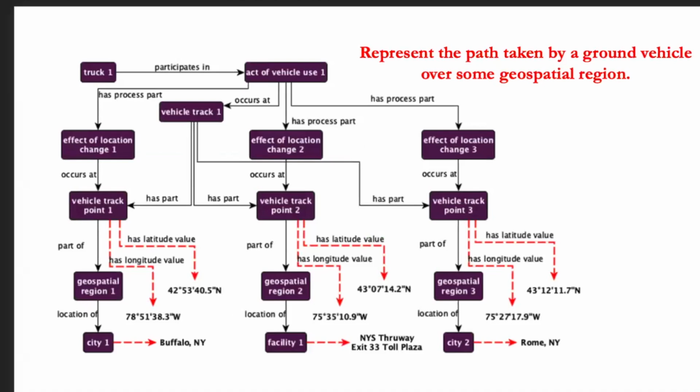Recall this one from last time. This is representing a path taken by a ground vehicle over some geospatial region. This is from Common Core Ontologies. It's one of the design patterns that's in the Flores paper we published.